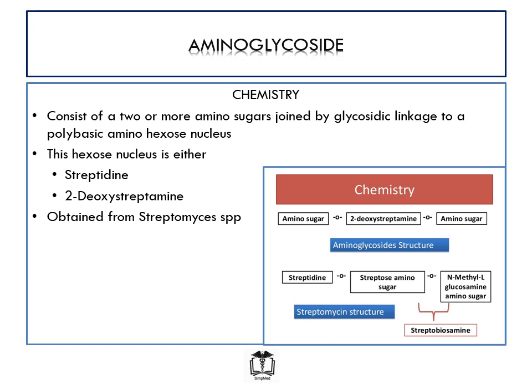So how we talk about the chemistry is simple. We have two amino sugars, so one here, another here, joined together with a polybasic amino hexose nucleus. In this case, you can see the picture showing us a 2-deoxystreptamine, which is the polybasic amino hexose nucleus. It could also be a streptidine. Streptidine could also be what unites the two amino sugars together. The reason why we call it aminoglycoside is because we have the amino portion being the two amino sugars, and then the glycoside being the glycosidic linkage of the amino sugar with the polybasic amino hexose nucleus. And that's the reason why we call them aminoglycosides.